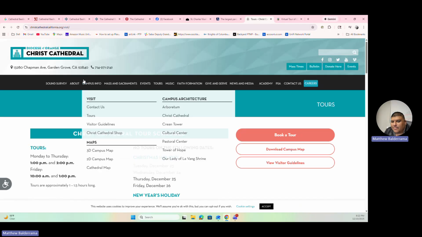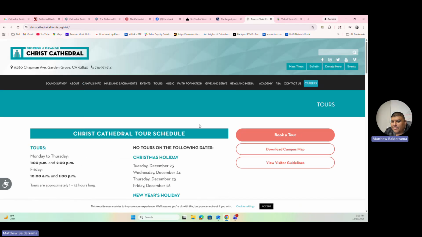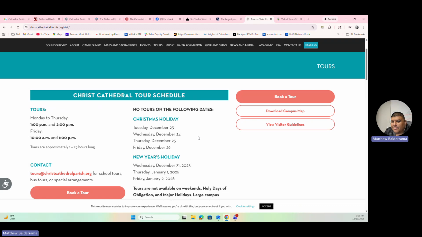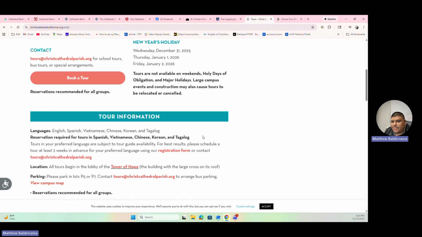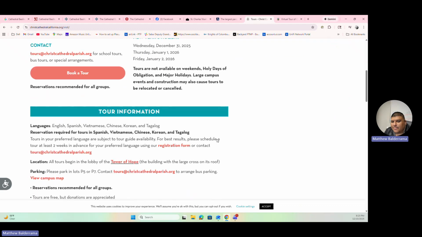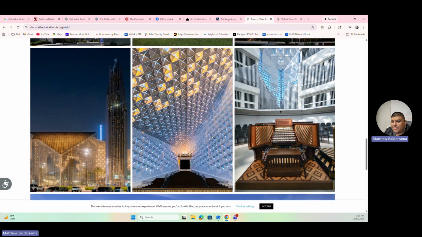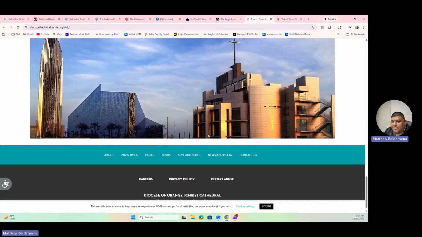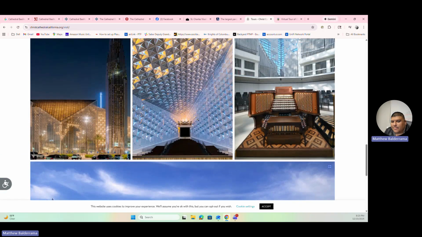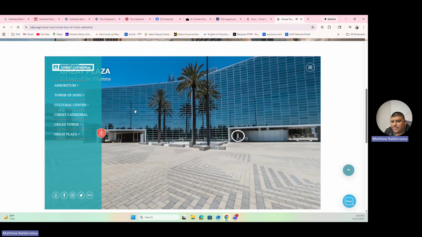The other one that I wanted to show, that some people may or may not have known about, is called Christ Cathedral. It's in the Diocese of Orange, again in another church in California. Here's some of the imagery. From what I understand, it was an old place of worship that was utilized as a non-denominational church, and then the diocese took it over.